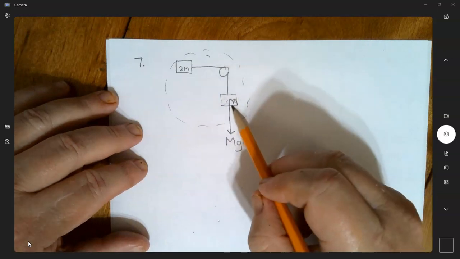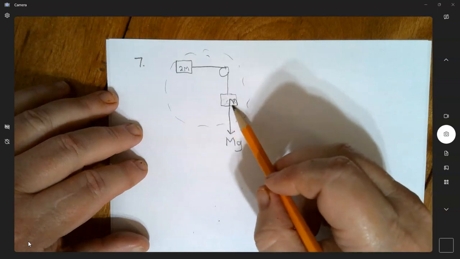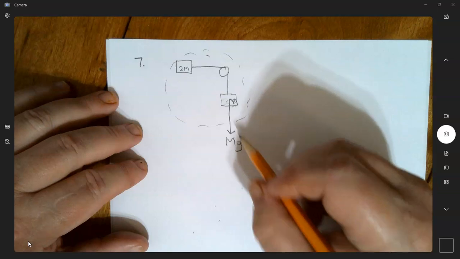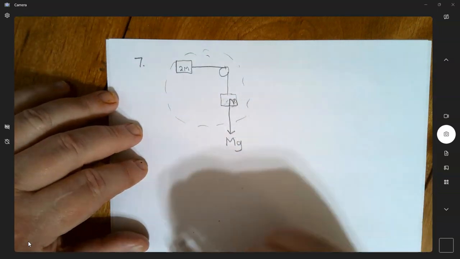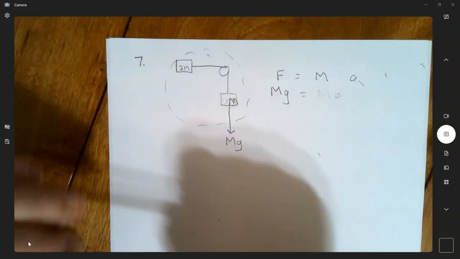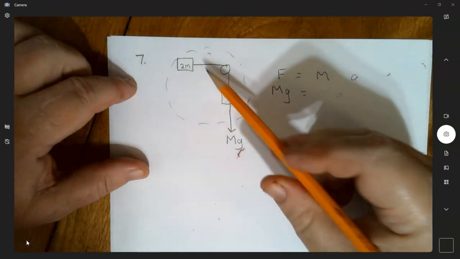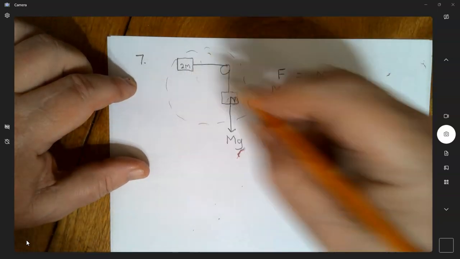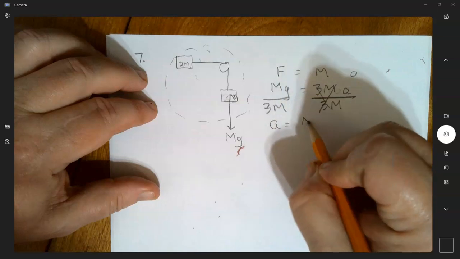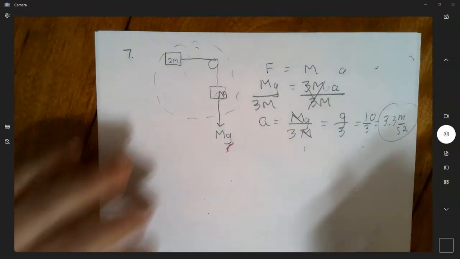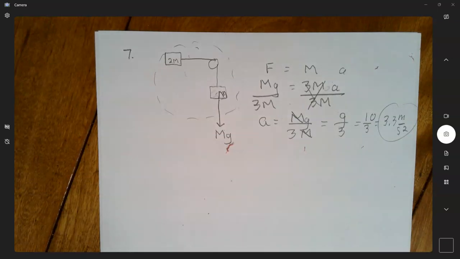The only mass providing a force downward is the weight of this mass right here. This mass does not contribute to the force going downward, so it's mg. Okay, now the m is both masses. This force has to be able to pull both of these masses, so it's m plus 2m. Okay, so the acceleration is 3.3 meters per second squared.